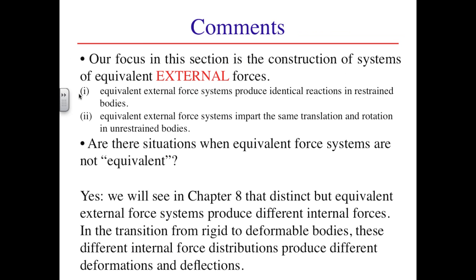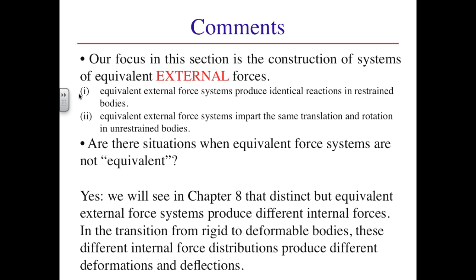In one important area, however, equivalent force systems are not equivalent, and that is in the internal forces they induce within the body. This becomes very important when we make the transition from rigid to deformable bodies, as we will eventually do. Two distinct but equivalent force systems can produce very different peak deflections in a body with finite stiffness. With this caveat aside, we now turn to some examples.